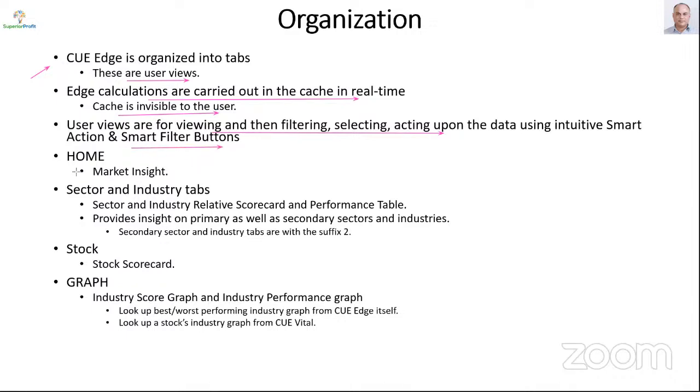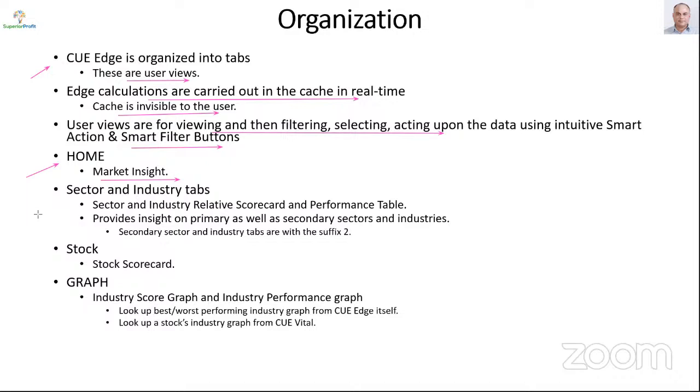What are the tabs in the views? First is the home tab that provides the market level insight using sector, industry, stock, advance decline breadth, that also using bucket analysis. If you scroll down into the home page, then you will also find the sector performance analysis graphs across multiple time periods from real time to 1 month.